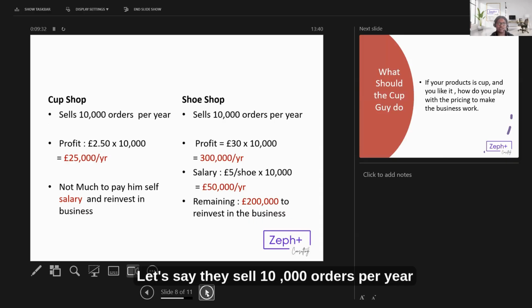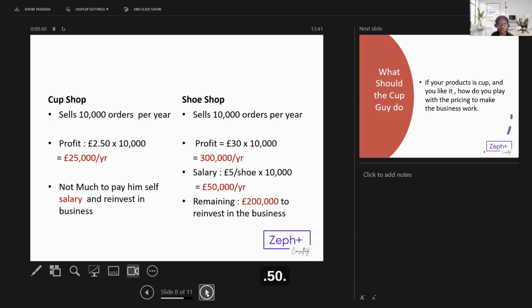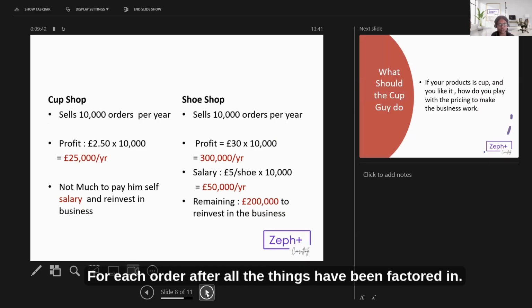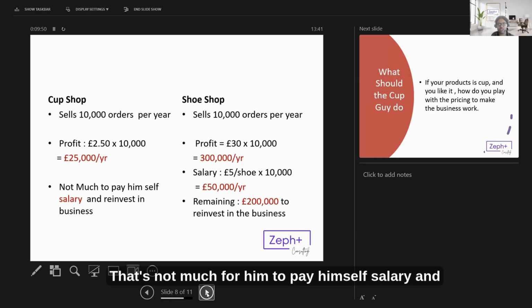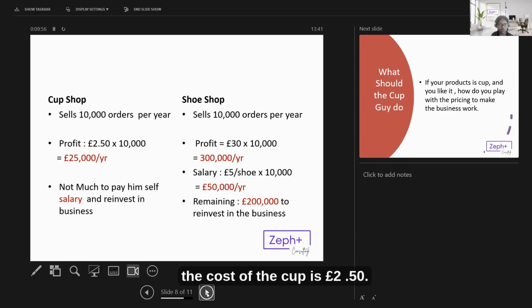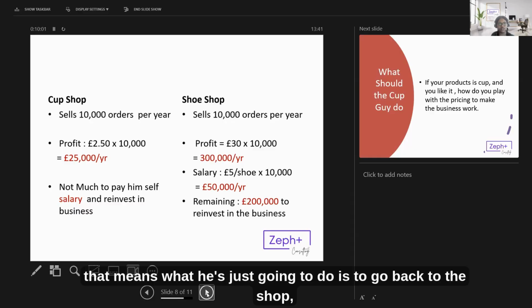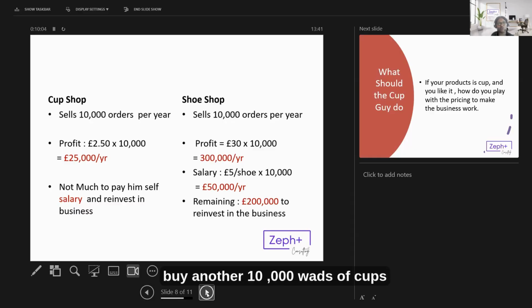In a year, let's say they sell 10,000 orders per year for these two guys. Because the cup person gets £2.50 for each order after all the things have been factored in, that means in a year it's £25,000 that he gets back. That's not much for him to pay himself a salary and reinvest in his business. The cost of the cup is £2.50, so with £25,000 he's just going to go back to the shop, buy another 10,000 worth of cups and sell again. Just keep working for nothing. Can you imagine that kind of thing?